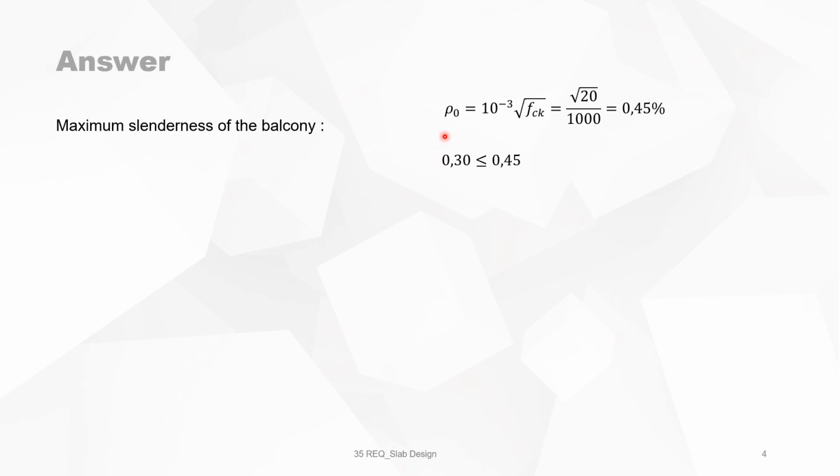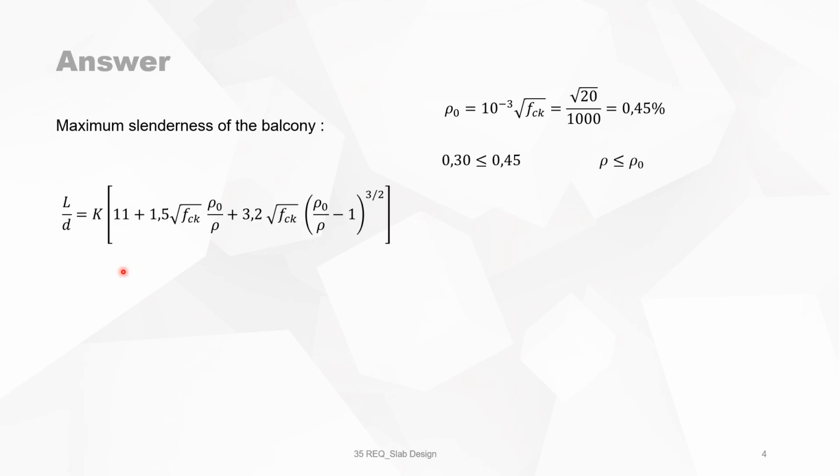The 0.45% is bigger than the 0.3, or the 0.3% of the slab is smaller than the 0.45, which is the reference reinforcement. So rho is smaller than rho 0, which means that we use this formula. If not, we have to use another formula.